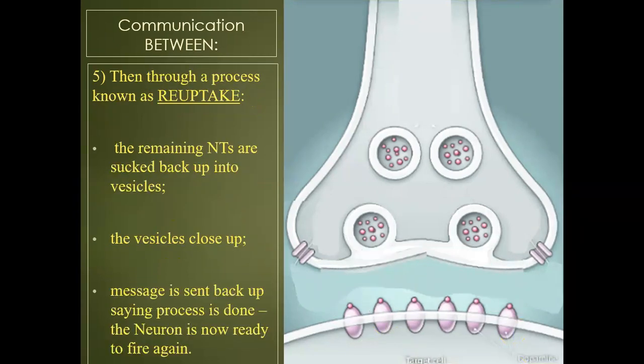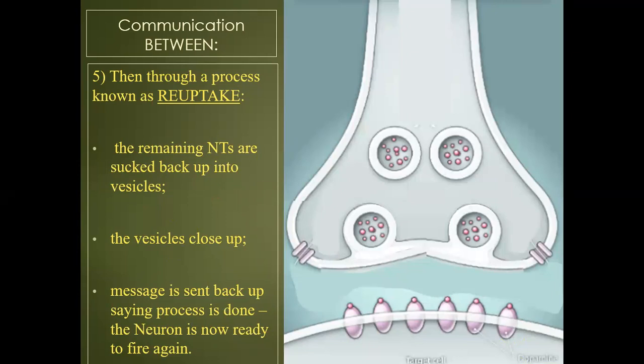All right, the last portion. We then go through a process known as reuptake. This is, again, another biological mechanism. Reuptake means to take back up. And the re is just there, I guess. But the idea is those neurotransmitters, some of them get used up, some of them get flushed out, but there's still some neurotransmitters floating around out there.